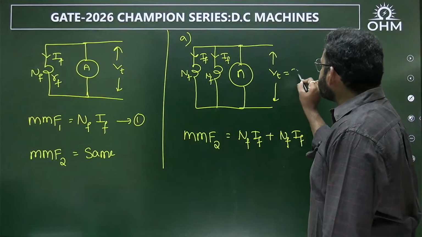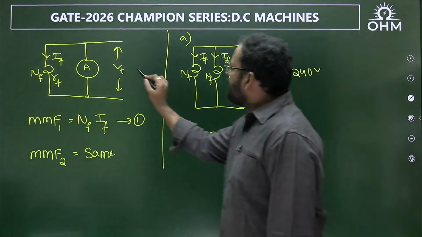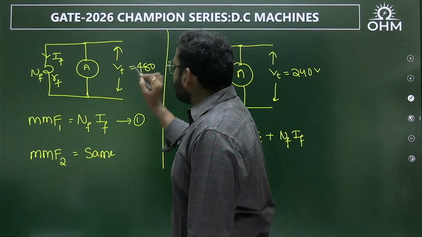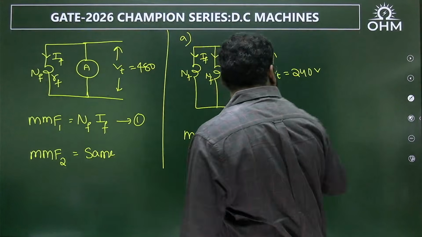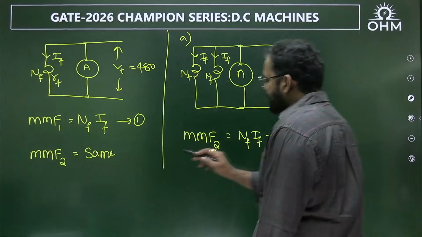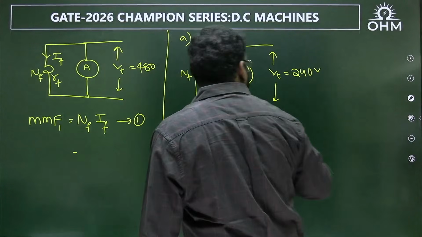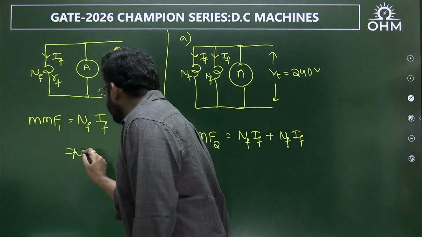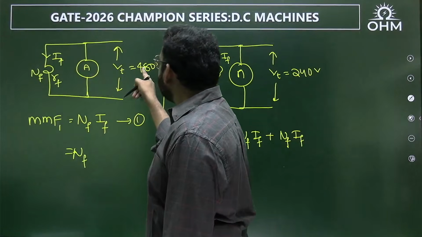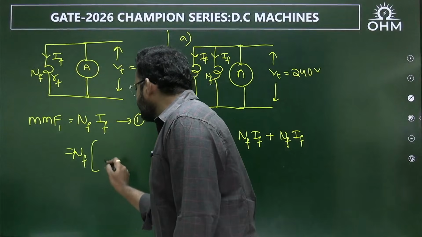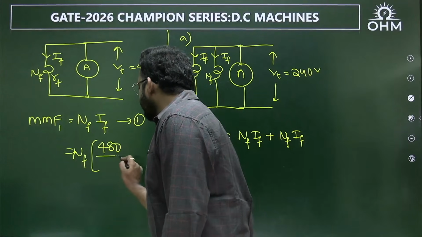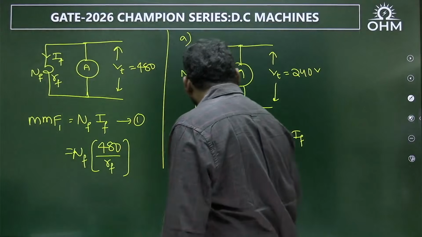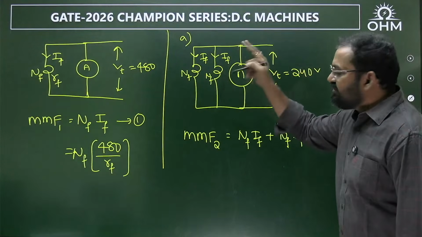But remember, this terminal voltage is 240, but the other terminal voltage is 480. Everybody has to understand that. Okay. So I can write down here: number of turns NF into what is IF, guys? Is it not 480 by resistance only? 480 by field resistance. But here the field current is 240 by field resistance.